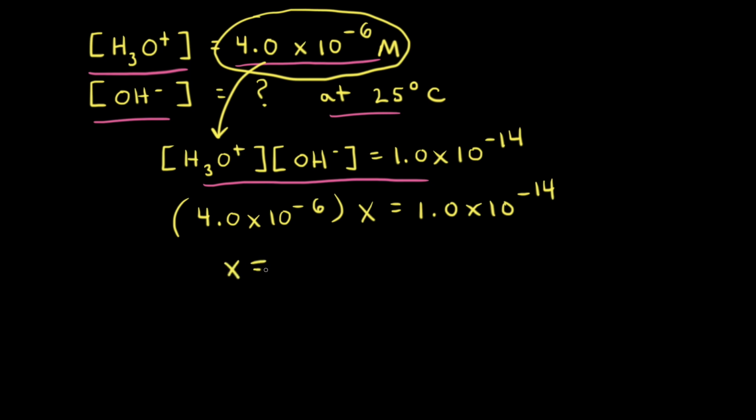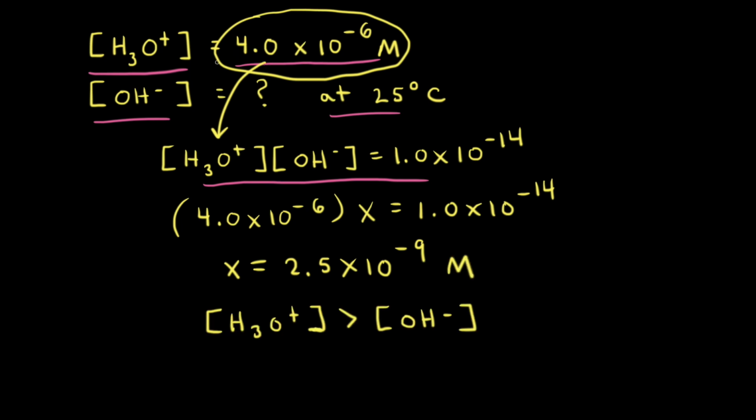Solving for x, we find that x is equal to 2.5 times 10 to the negative 9. And since x is equal to the concentration of hydroxide ion, the concentration of hydroxide ion is equal to 2.5 times 10 to the negative 9th molar. For this aqueous solution, the concentration of hydronium ion is greater than the concentration of hydroxide ion. Therefore, this is an acidic solution. So let me go ahead and write that in here. This is an acidic solution.